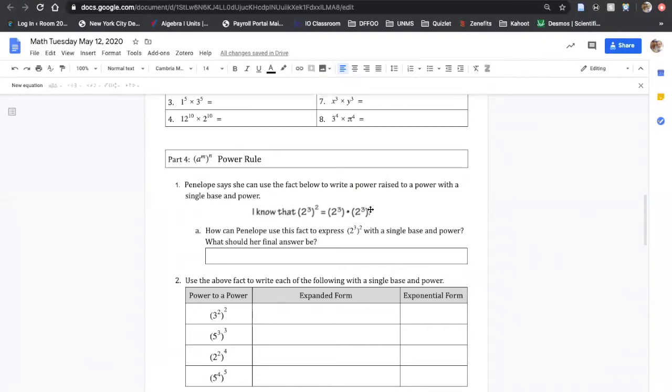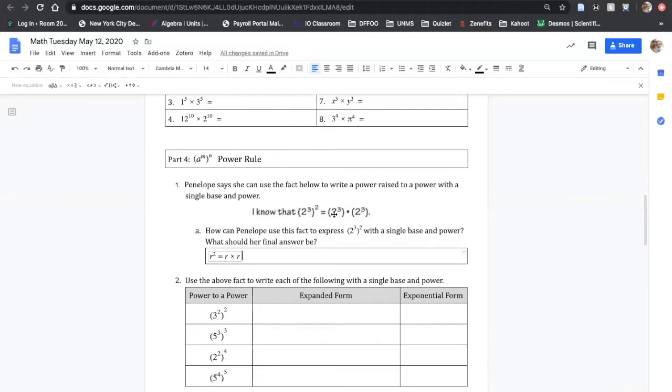Now, the way that she got that is just thinking about what it means to square something, right? For instance, we talked about the formula for the area of a circle and it had something like r squared in it. And remember, we said that r squared was just equal to r multiplied by r, right? When you square something, you're multiplying it by itself. So if you're squaring the quantity 2 to the third power, that's really just saying take 2 to the third power and multiply it by itself.